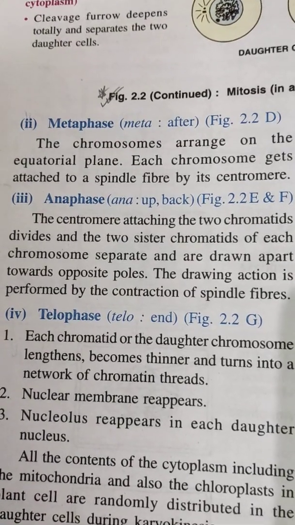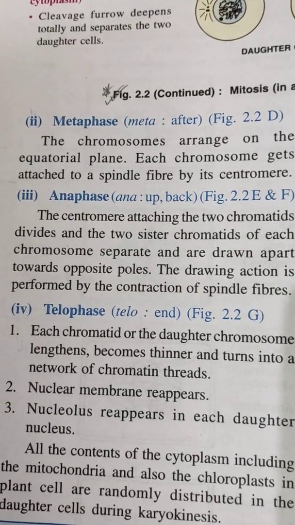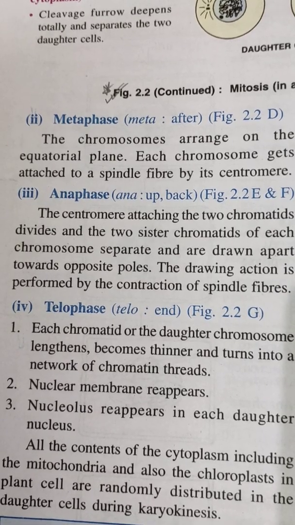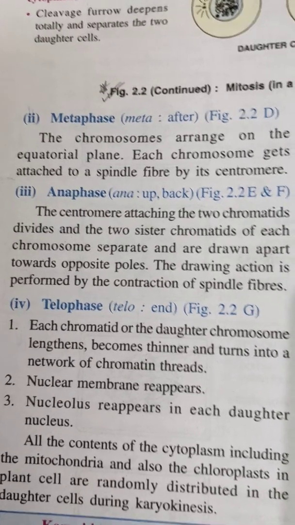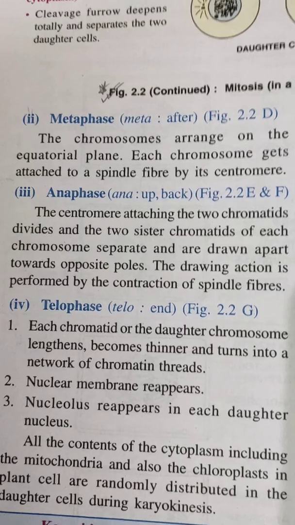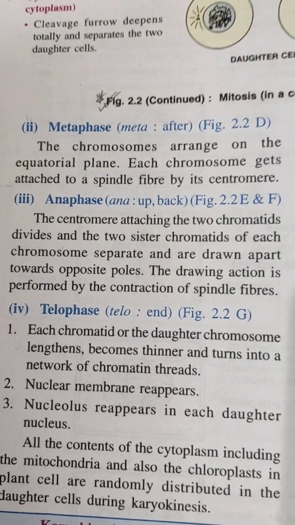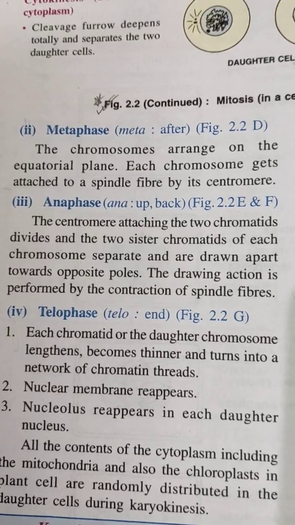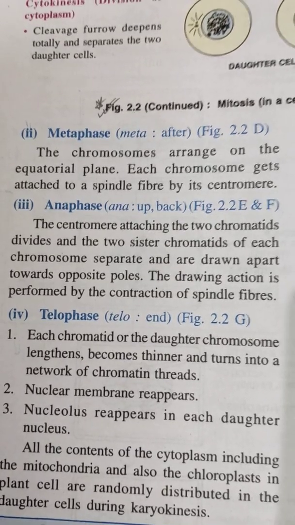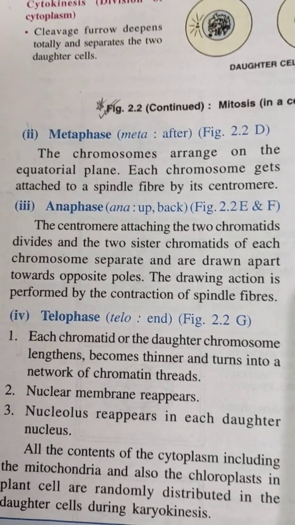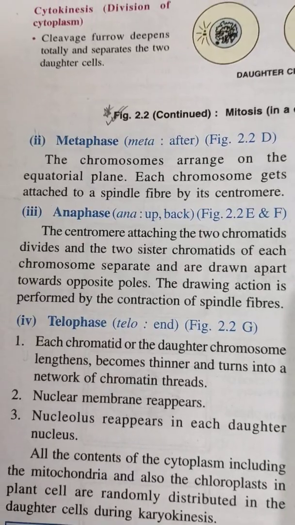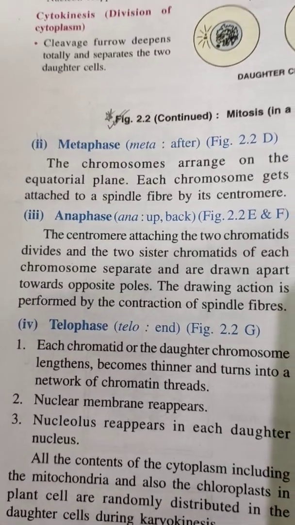The centromere attaching the two chromatids divides and the two sister chromatids of each chromosome separate and are drawn apart towards opposite poles. The drawing action is performed by the contraction of the spindle fibers. Now this again I'll explain with the diagram. Let us see the diagram first.